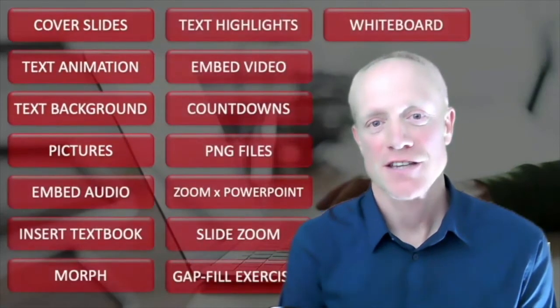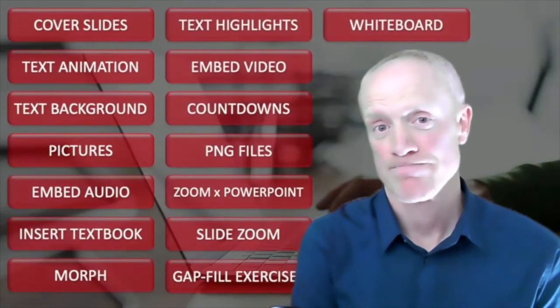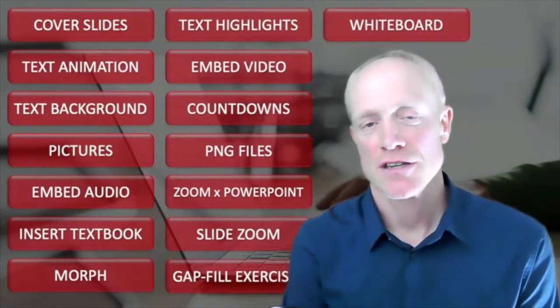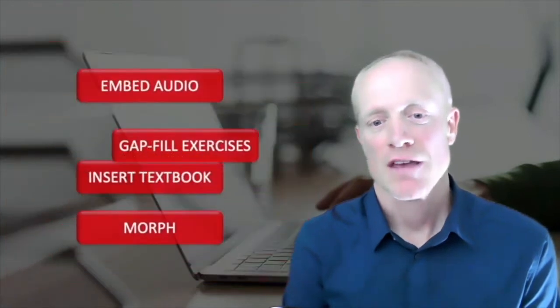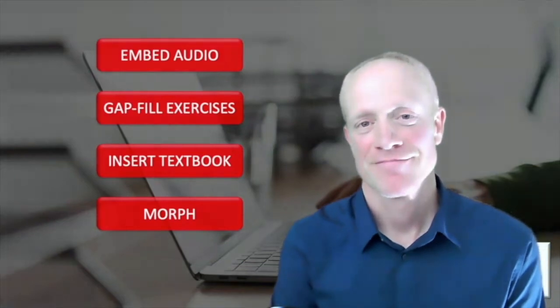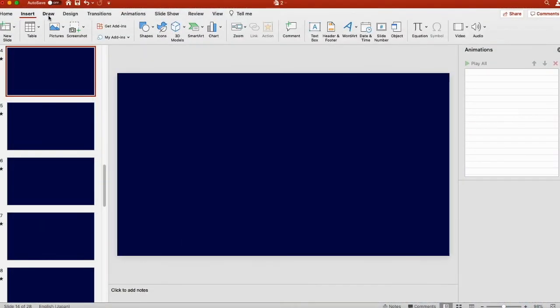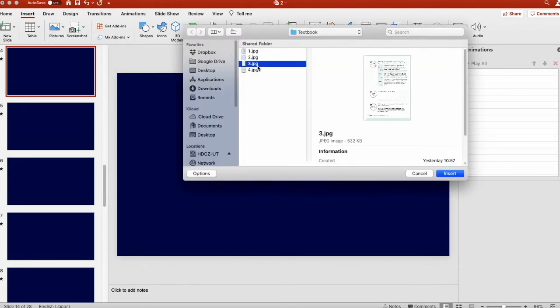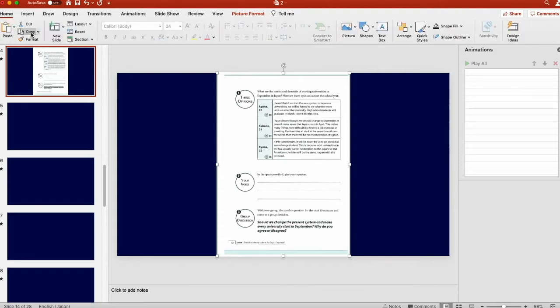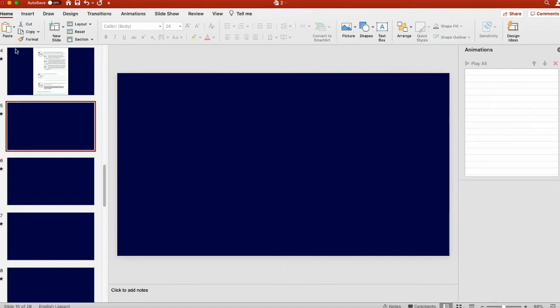So that was using cover slides, text animation, text background and pictures. Next, we're going to check out embedding audio, inserting scans from your textbook, using morph and gap fill exercises. So you've got to scan your textbook to a JPG format and then insert it as a picture into your PowerPoint file, just like this one. And then I'm going to copy that slide and repeat it there.